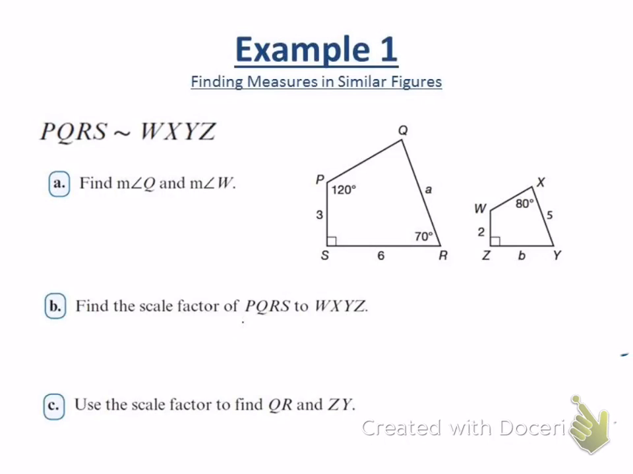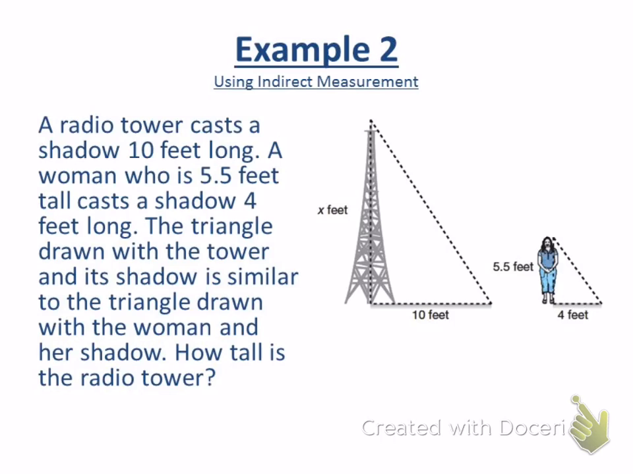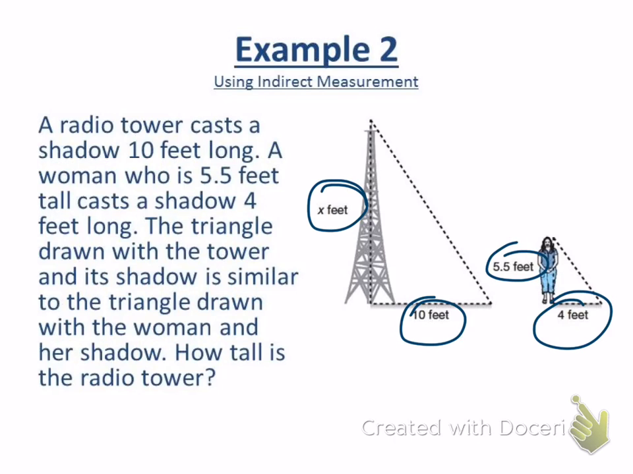All right, now we're going to skip the next example because I need to get to, this is pretty easy because they tell us we have similarity. That means that x over 5.5 equals 10 over 4, and you can set up your proportion from it.